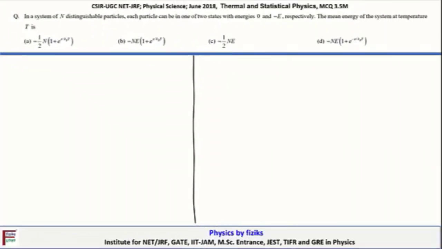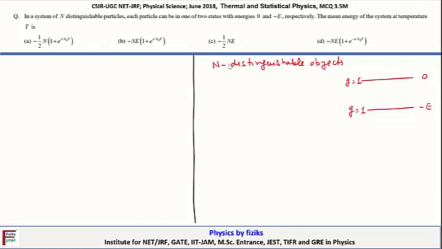So let's continue with the next question. The statement is, in a system of N distinguishable particles, here we are given N distinguishable objects basically, each of which can be in two energy states. Let's draw the energy levels with values minus E and 0, and since nothing is mentioned about the degeneracy, we can take G to be equal to unity for both of these energy levels. The mean energy of the system at a temperature T is, so we have to identify the correct option.